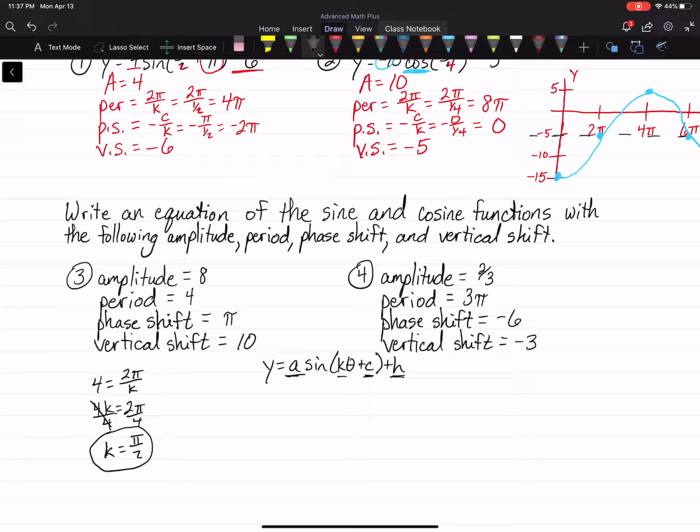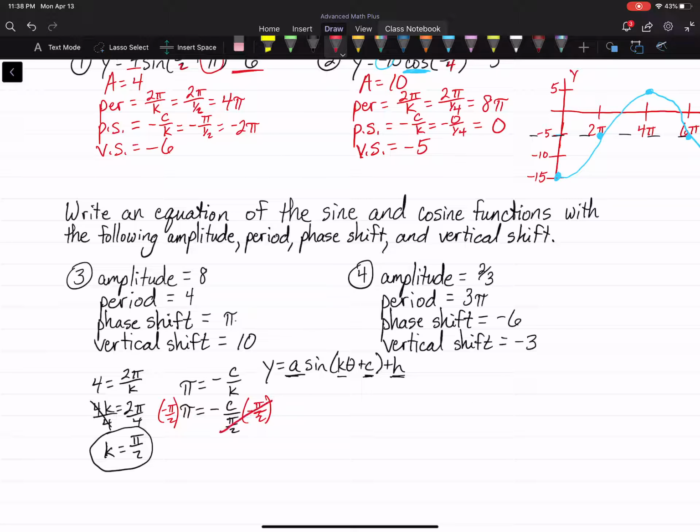The 4th letter I need is C. So C, to get it, you do the phase shift. If you remember, phase shift was, in this case, pi. And the phase shift is always -C over K. So I say pi equals -C over, what was my K? My K is pi over 2. We are actually using the K that we found in this problem. So to figure out what C is, I'm going to multiply both sides by -pi over 2.